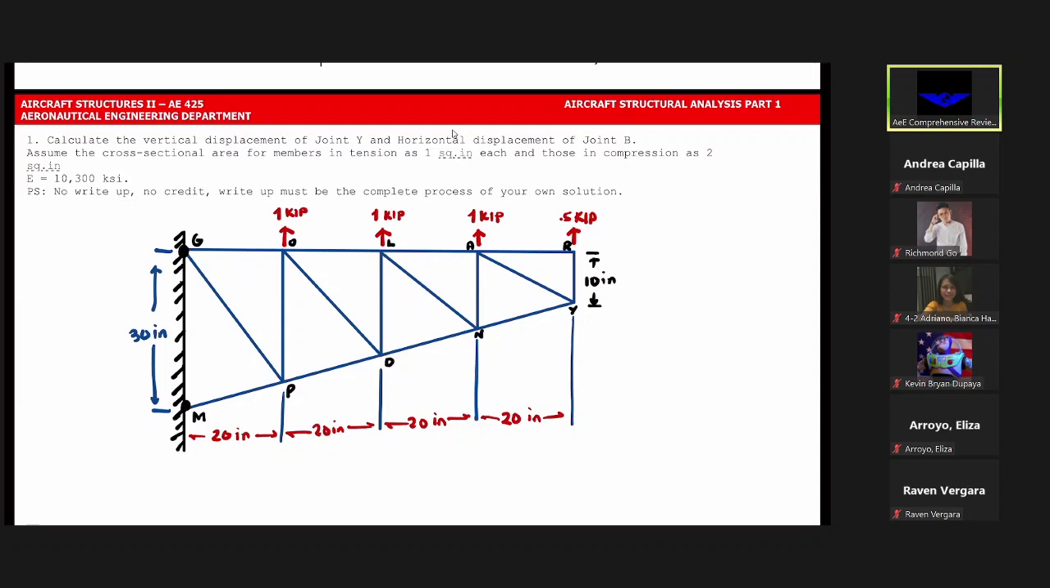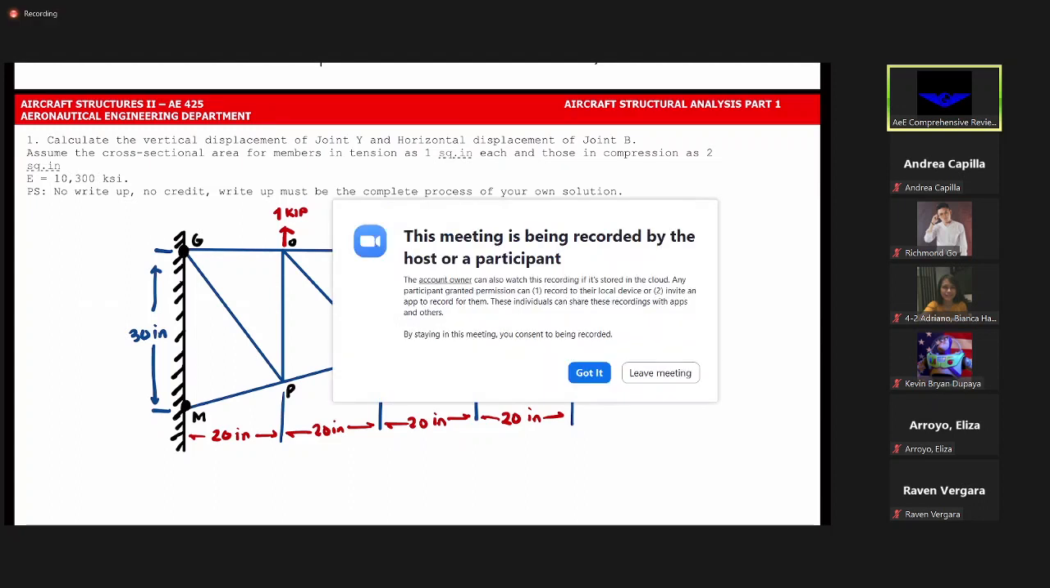And then assume the cross-sectional area for members in tension as 1 square inch and those in compression as 2 square inch and then 10,300 KSI. And then the write-up, no credit, no write-up, no credit, and write-up must be the complete process of your own solution. So let me record this presentation. Recording in progress.